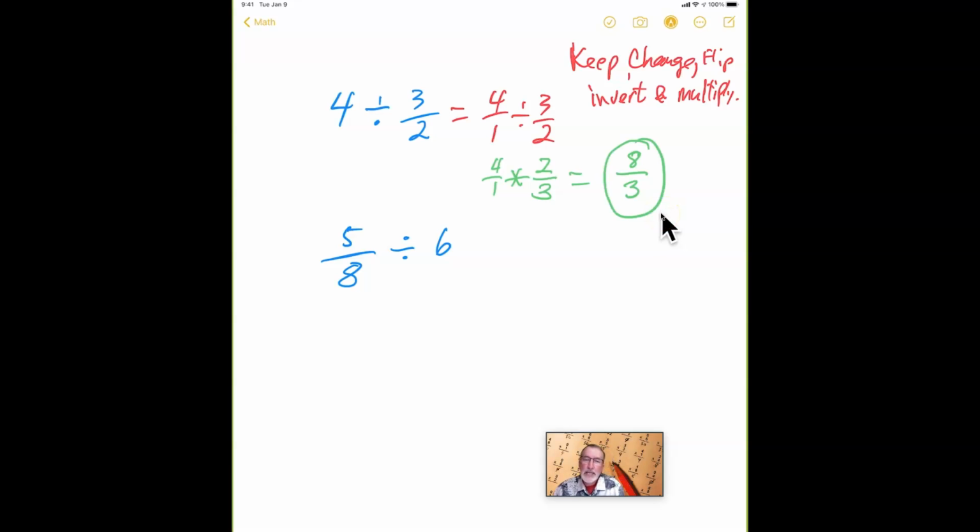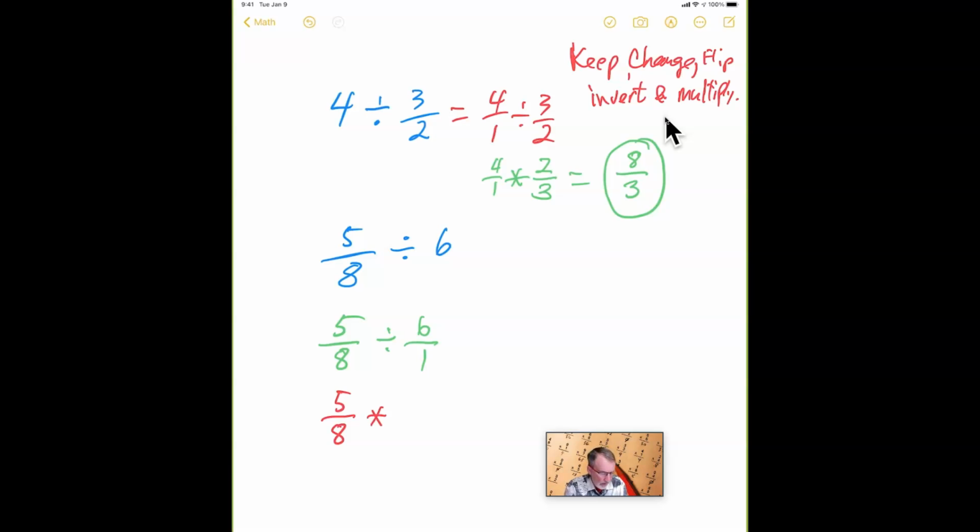And then let's take a look at the next problem, which is 5/8 divided by 6 over 1. 5/8 divided by 6, so it's the same process. We can put 6 over 1 and make it a fraction in its own right. So 5/8 divided by 6 over 1. We're going to rewrite the problem first. And then we do the keep, change, flip, or invert and multiply. So we're going to use the same. 5/8 will not change, and then we'll go to multiplication.